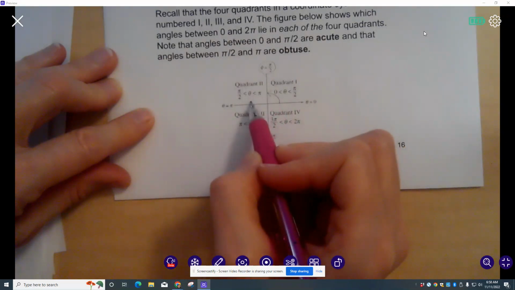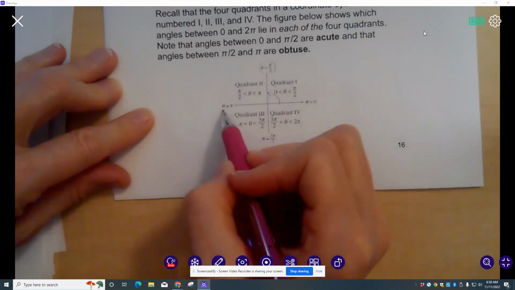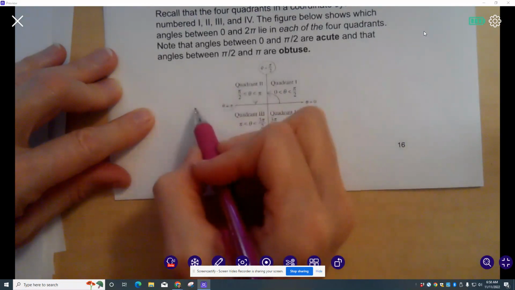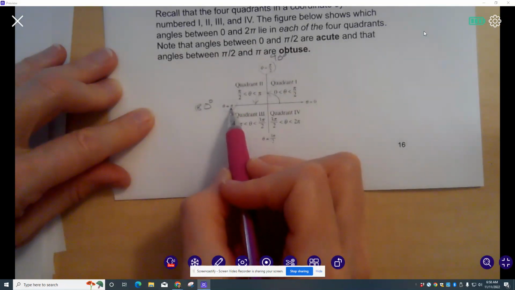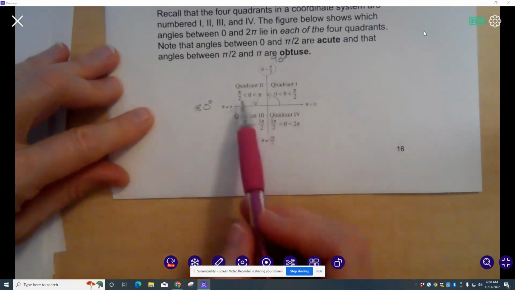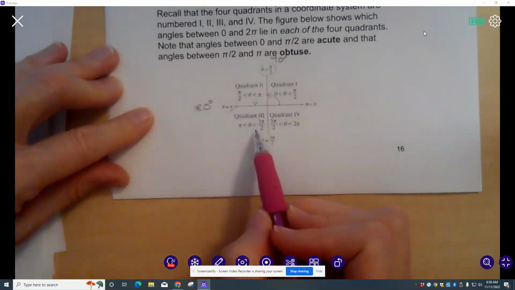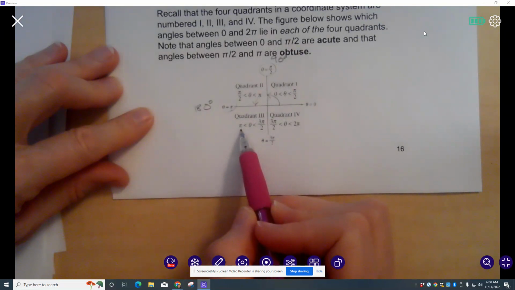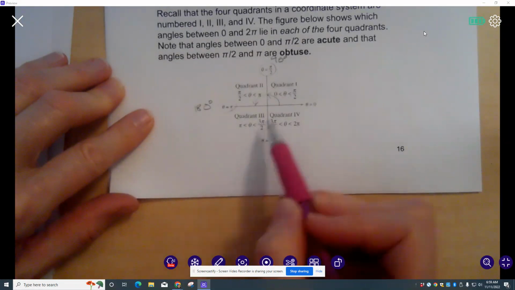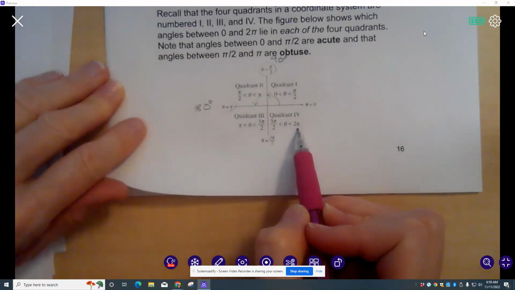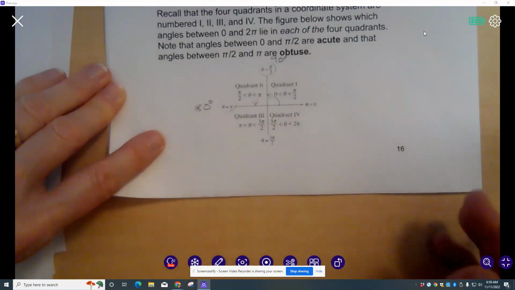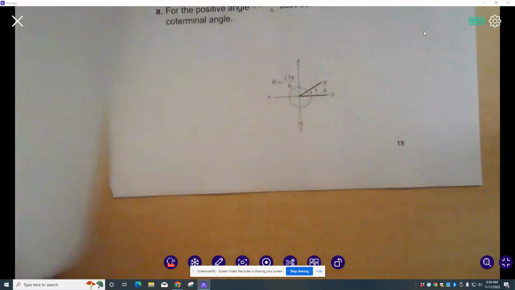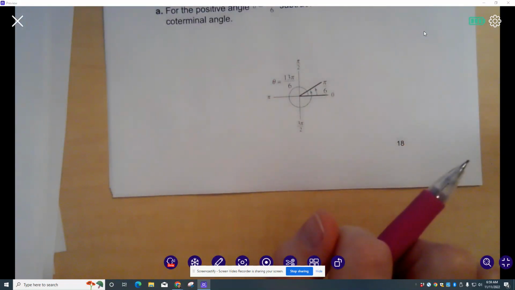Every angle in quadrant 2 is from pi over 2 to pi. So this is 90 degrees, this is 180 degrees, which is the same as pi. Every angle in quadrant 2 is greater than pi over 2 and less than pi. Every angle in quadrant 3 is greater than pi and less than 3 pi over 2. And then all the way around is 2 pi. So in quadrant 4, all the angles are greater than 3 pi over 2 and less than 2 pi. Again, pause the video to get this information in your notes.